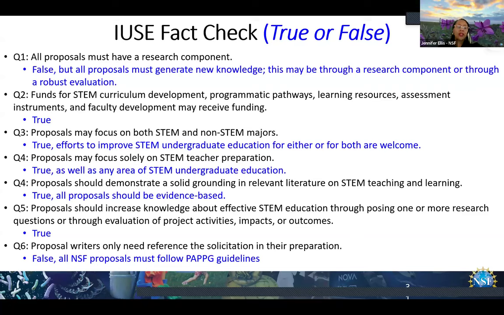I'll do the first and the last. Proposal writers only need reference to the solicitation and their preparation, which is false. All NSF proposals must follow the PAPG guidelines. As I mentioned, the new PAPG came out on May 20th of 2024, so I would highly recommend that you review that to make sure that you are in compliance with the current requirements.